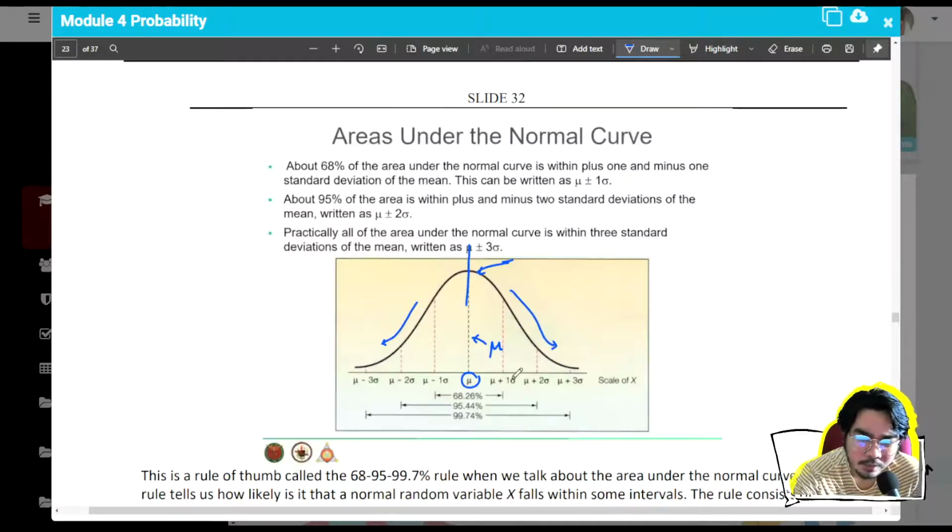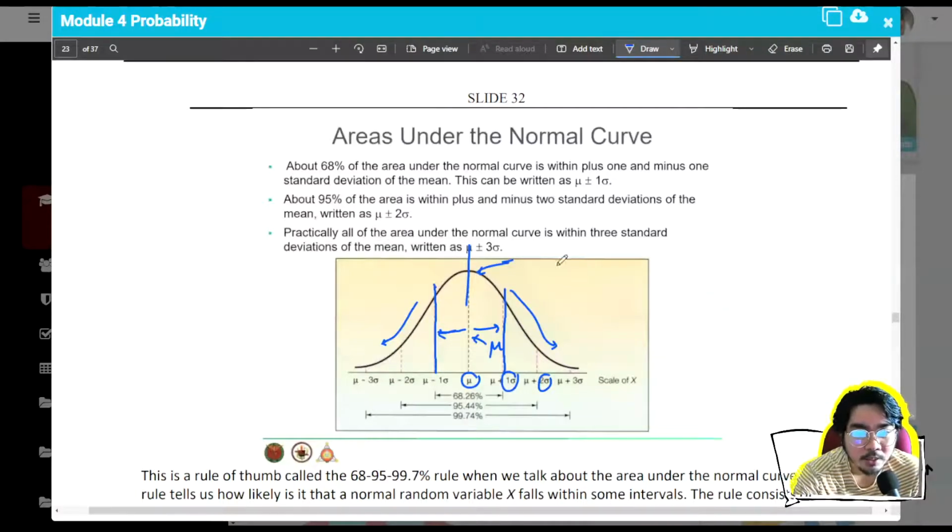And meron kayong makikita mga terms like this, no? Itong mga sigma values, and sigma values is the standard deviation, no? So it is found out that if you move away one standard deviation to the left and one standard deviation to the right, then you actually account for 68% of the total possible data. So this is again based on probability lang, no? This is areas under the curve. The area under the normal curve is actually a probability value.